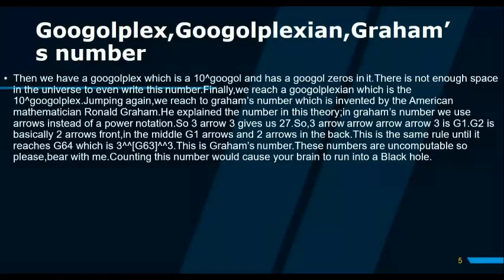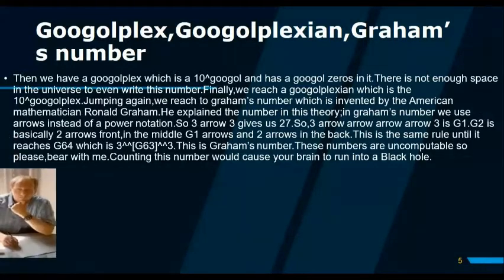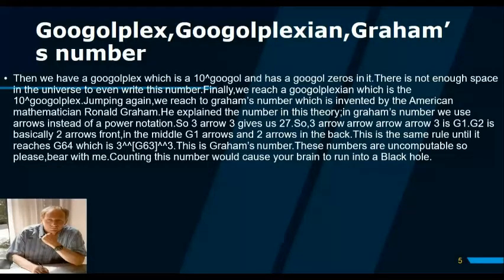Jumping again, we reach Graham's number, which is invented by the American mathematician Ronald Graham. The G is pictured at the bottom left corner. He explained the number in this theory. In Graham's number, we use arrows instead of a power notation. So 3 arrow 3 gives us 27. So 3 arrow arrow arrow arrow 3 is G1. G2 is basically 3, then G1 arrows in the middle, and then 3.